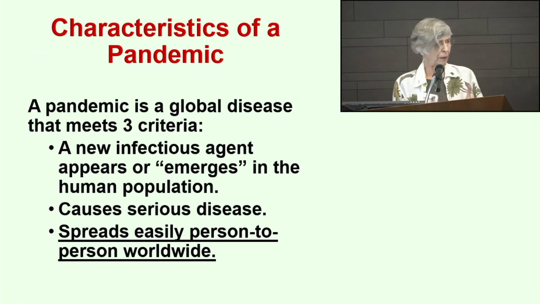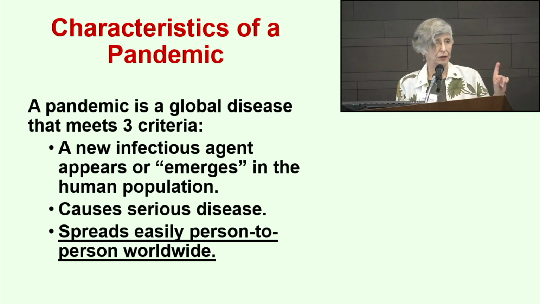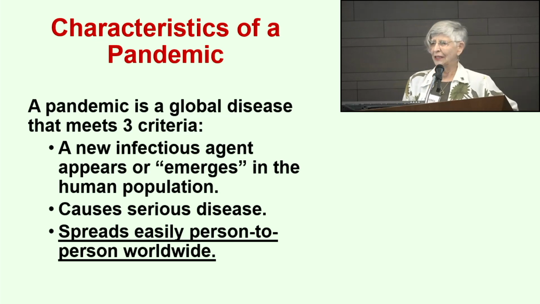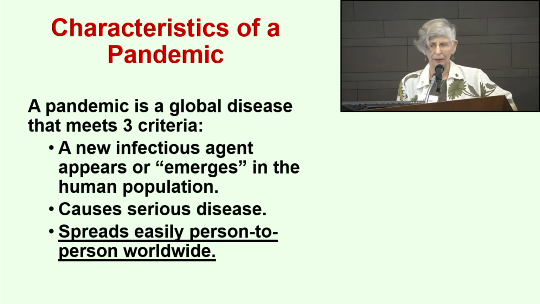Now, to be called a pandemic, you have to have certain criteria. Certainly it's global. It's not local, it's global. A new infectious agent that appears or emerges in the human population causes serious disease and death. And this last one is the most important: spreads easily person to person. Needless to say, COVID-19 met these criteria in a big way.